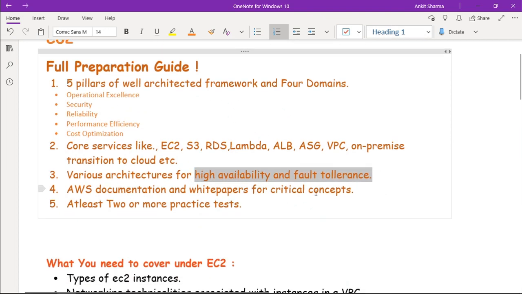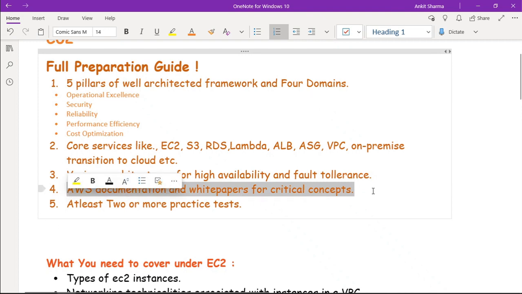AWS documentation and white papers are very critical sources. Please do not ignore all these, and go through all of them and ensure that you understand whatever is inside them.